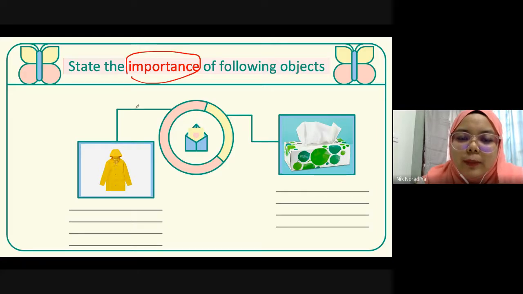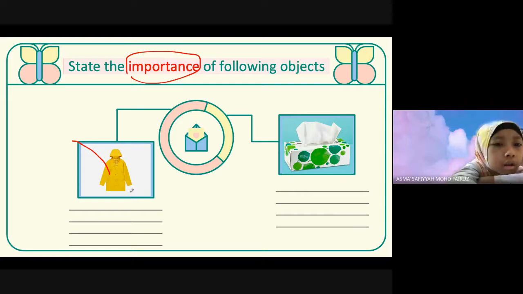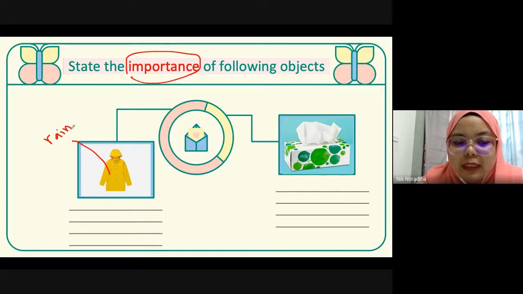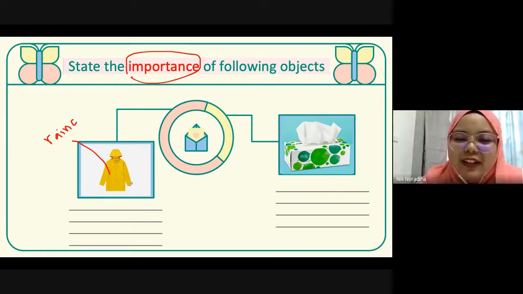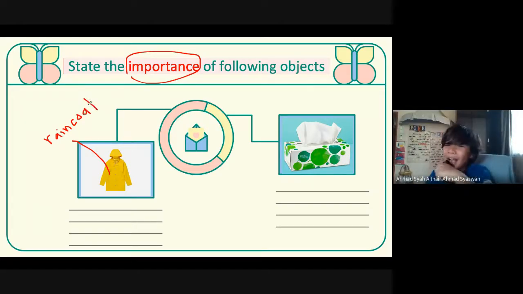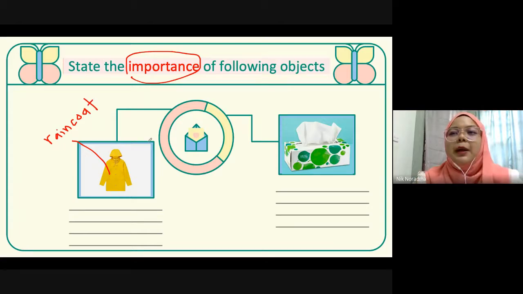Teacher asks you about the importance of this following object. So the first one, Asmat, can Asmat tell teacher what is this? Rain what? I don't know that yet. You don't know this one? It's okay. Okay, what is this answer? Rain suit or raincoat. Okay, all right, so this one. People use the raincoat to protect themselves from what? Why do we need to have the raincoat?